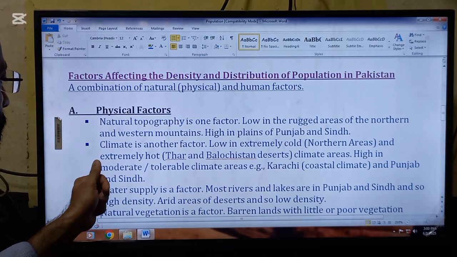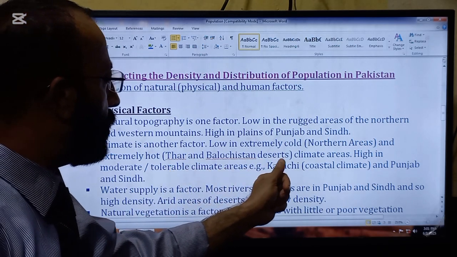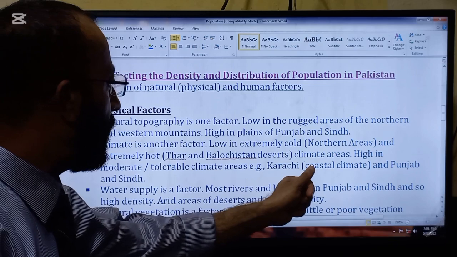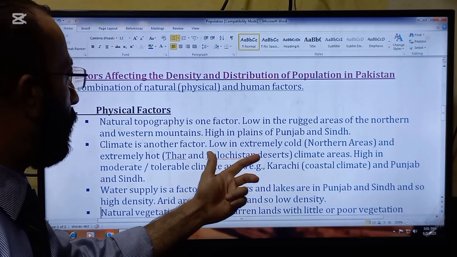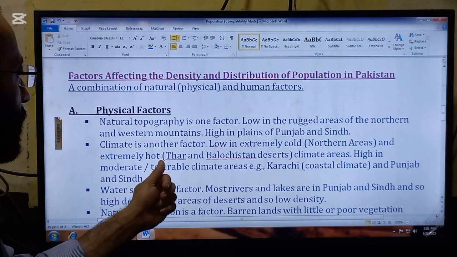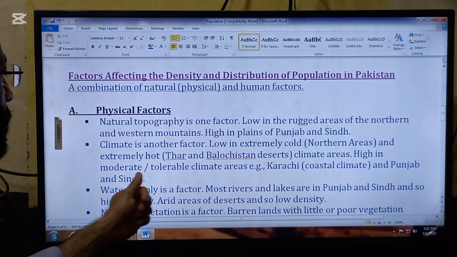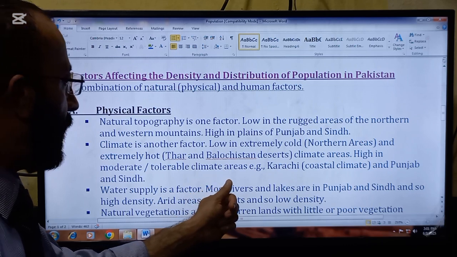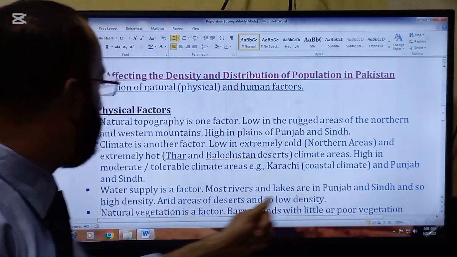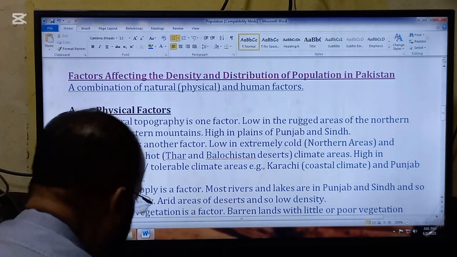Next, climate is another factor. Density is low in extremely cold and extremely hot climate areas. Extremely cold areas are the northern areas and extremely hot areas are the Thar and Balochistan deserts. Density is high in moderate, tolerable climate areas, for example Karachi, that is coastal areas, and Punjab and Sindh. So in these areas more people live.